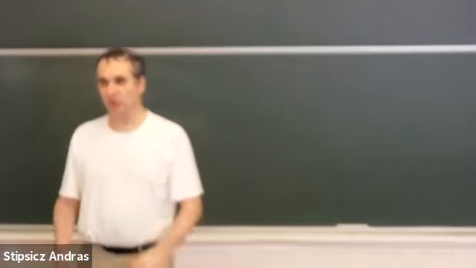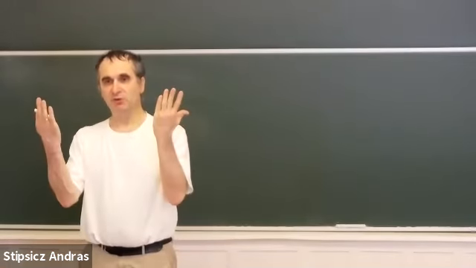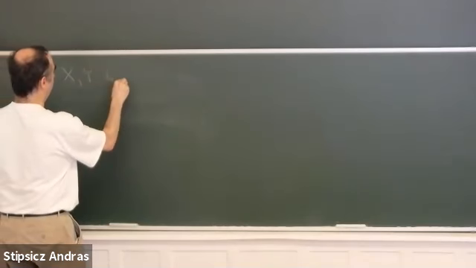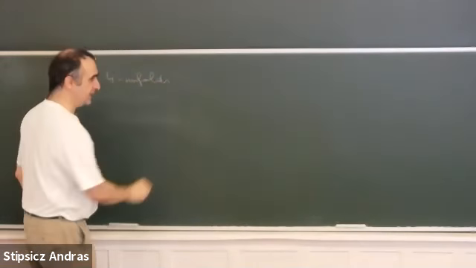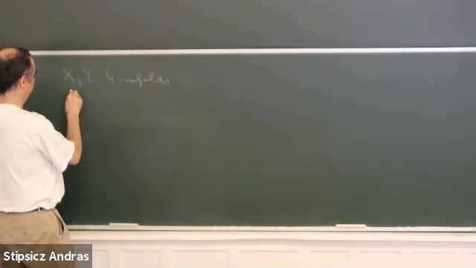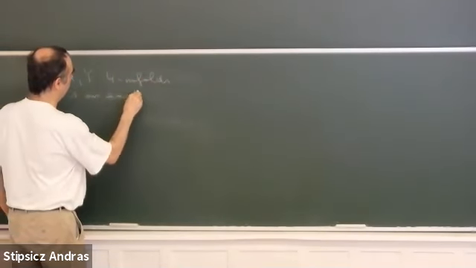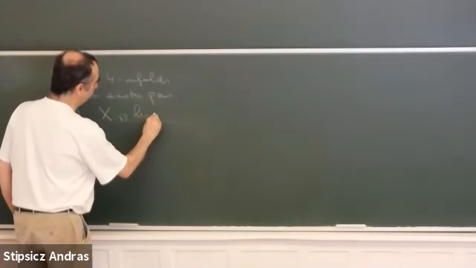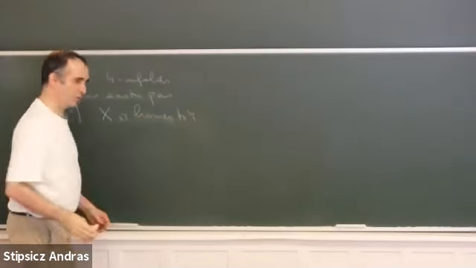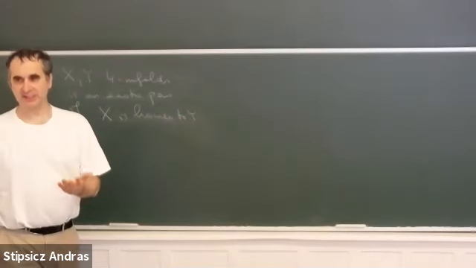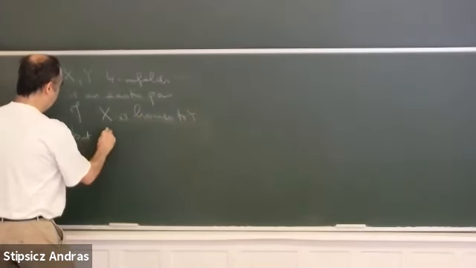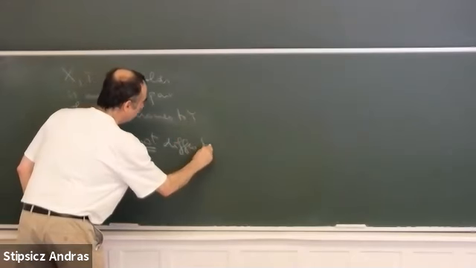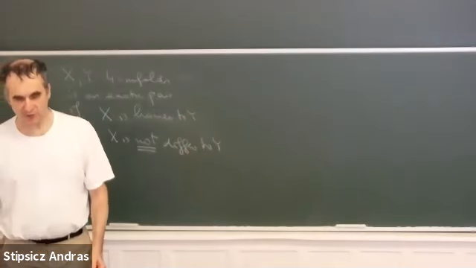So let me just recall what an exotic pair is. Suppose you have two four manifolds, X and Y. We say that they form an exotic pair if X is homeomorphic to Y, so topologically they are the same, but X is not diffeomorphic to Y. So as smooth manifolds, they are different.